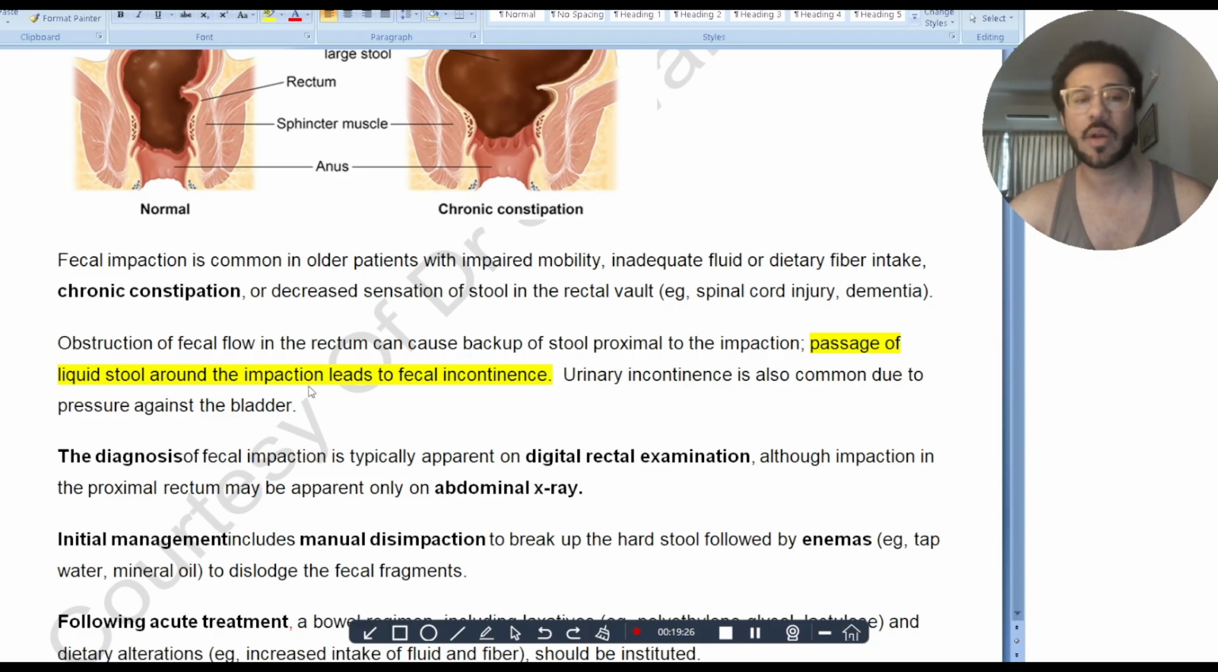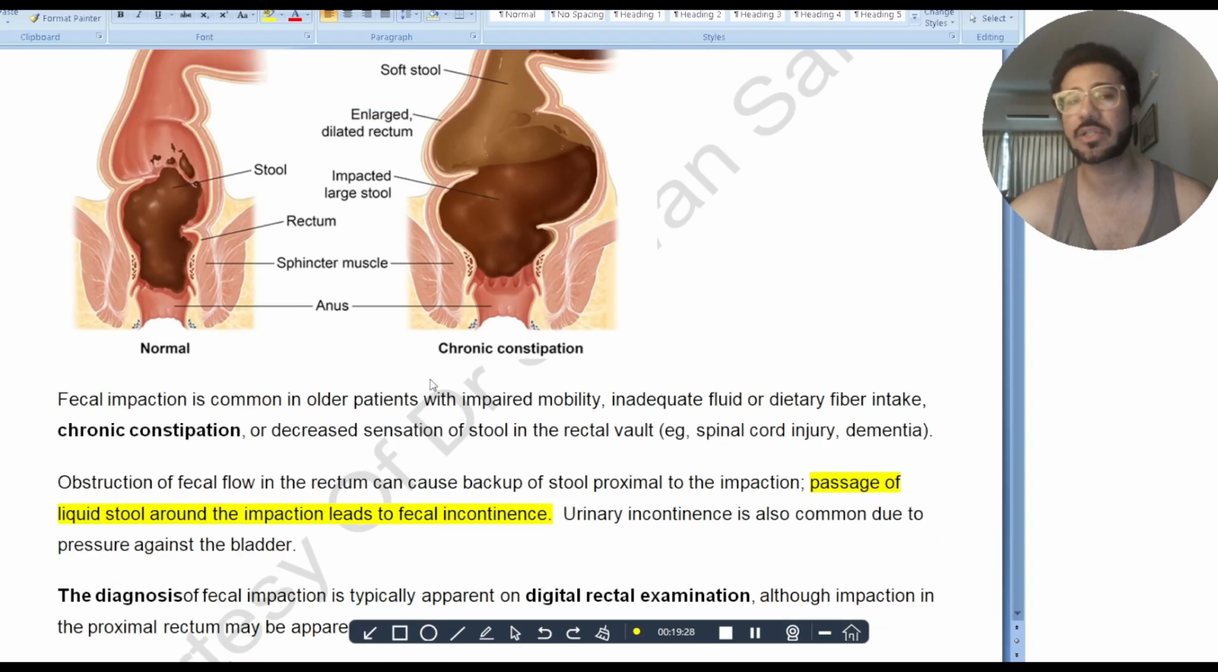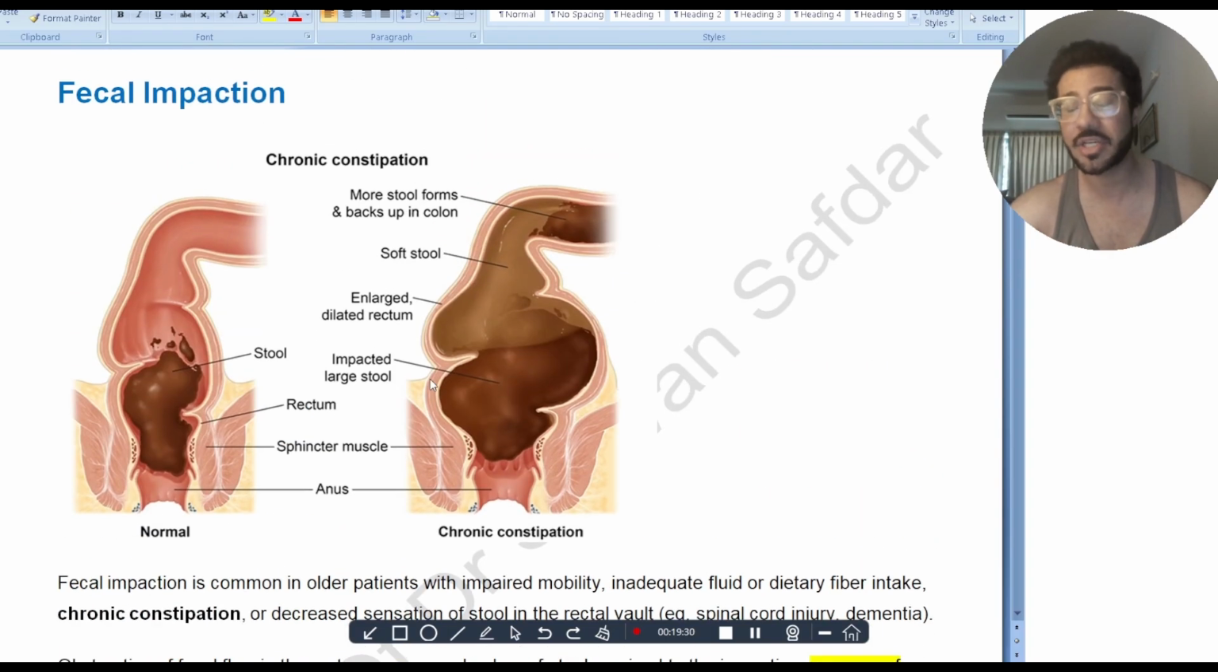Passage of liquid stool around the impaction leads to fecal incontinence. So basically the problem is fecal impaction. How are you going to identify that the problem is fecal impaction leading to fecal incontinence, and not just fecal incontinence, by looking at the demographic of the patient?